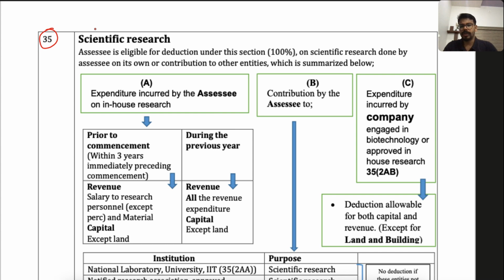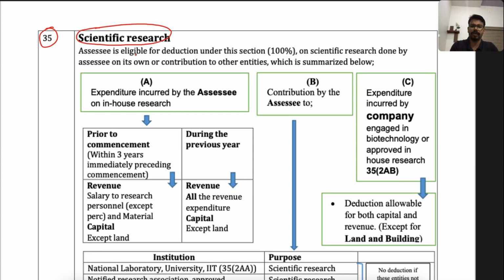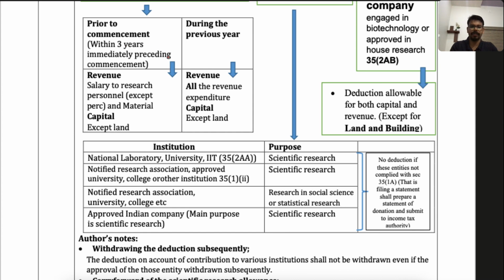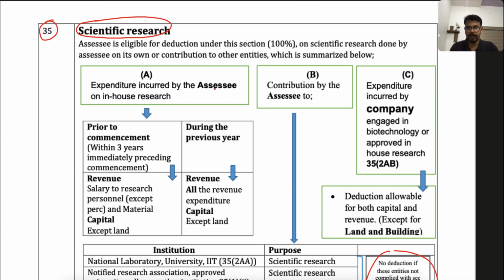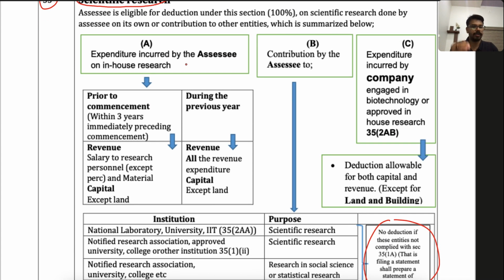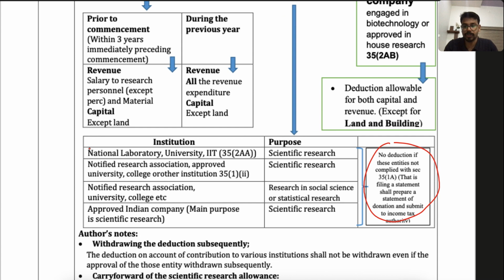In scientific research also, it's not that important. I have given it here, but this is actually not that askable in the exams. See, the amendment concerns these associations. You might have studied scientific research, where you studied 100% deductions if you contributed to scientific research, etc. to these institutions, right?